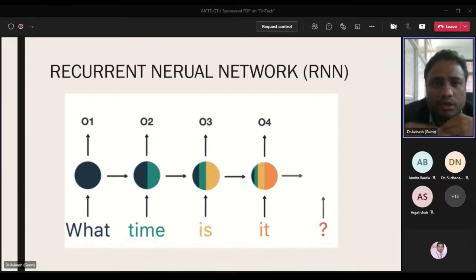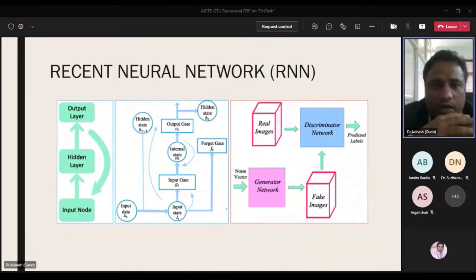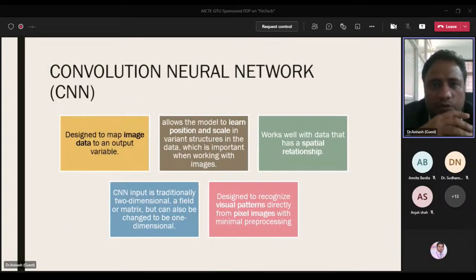The next one, the recurrent neural network block diagram, is explained here. We have the input layer, the output layer, and in between there is a hidden layer, and this shows how the recurrent neural network is going to function. And this is the convolution neural network. This is the third type of network, CNN, which is designed to map image data to an output variable, and it allows the model to learn position and scale invariant structure in the data, which is important when working with images.